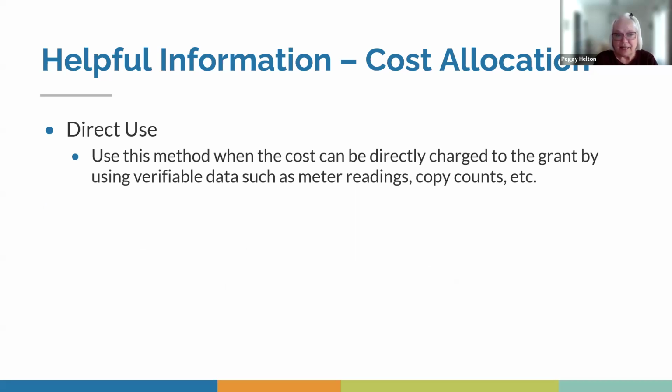So another cost allocation method might be direct use. So you can use this method when you can actually use verifiable data to see how much of this expense went directly to the ARP-SA grant. This is good for meter readings, copy counts, when you have a code for ARP-SA, so you can tell exactly how many copies that you made that were for the ARP-SA grant. Then you can say it's direct use.